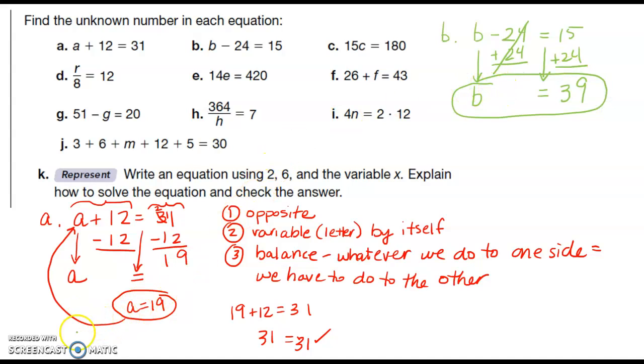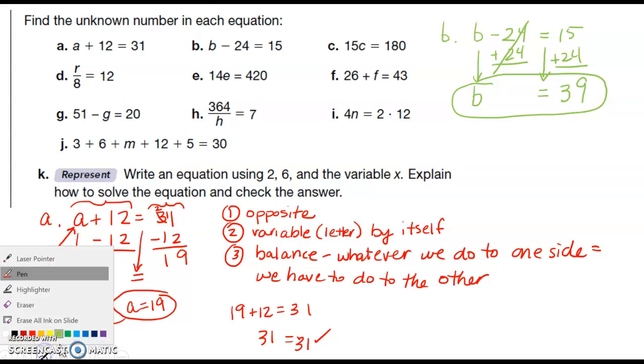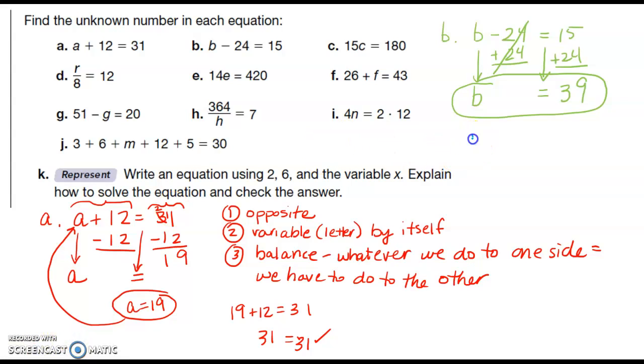Okay. Let's see if I can fit another one in without erasing. I'm going to go ahead and do C right here. So the problem is 15 times C is equal to 180. I know it's times C because there's no addition, subtraction, or multiplication symbol here. When you have just a number and a letter, that means that they are multiplied. The opposite of multiplication is division. So I'm going to divide this by 15. 15 divided by 15 gives me 1.